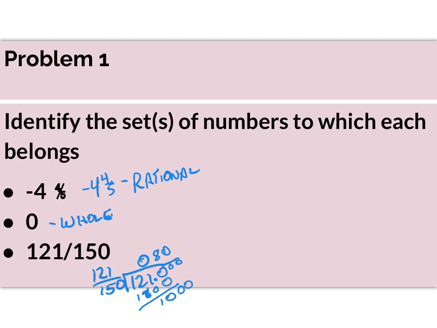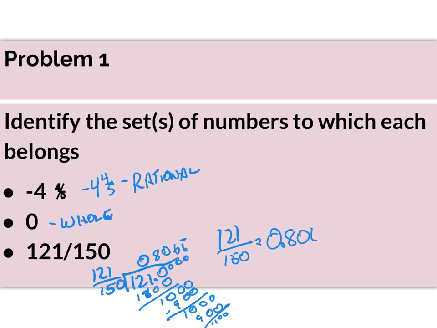And let's try 6. 6 times 0 is 0. 6 times 5 is 30. Carry the 3, 900. When we subtract, we get 100. Oh, look at that, 1,000 again. And we get 900. Subtracting, we get 100. Okay, so we can see that the 6 is going to repeat. So 121 over 150 equals 0.806 repeating.